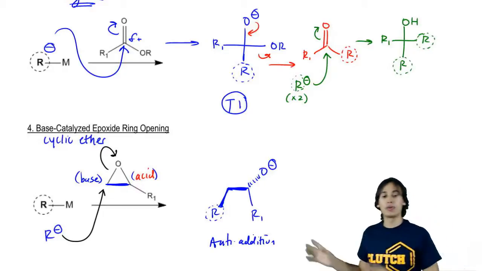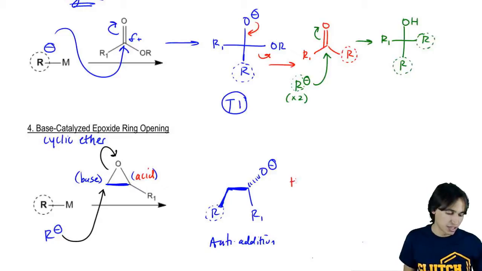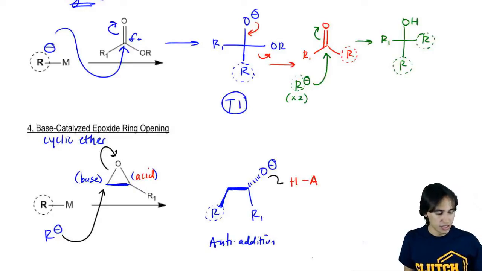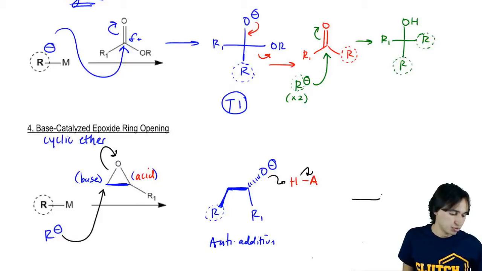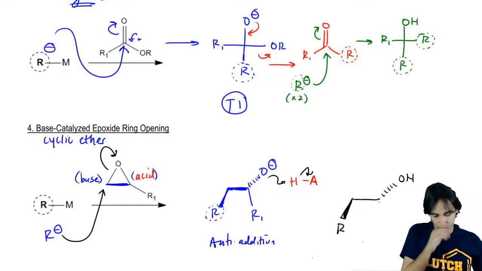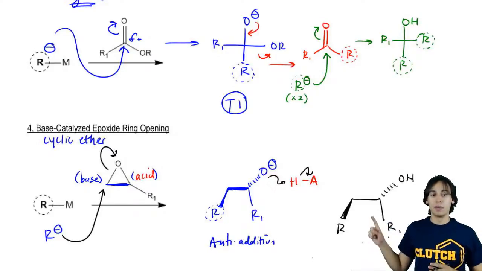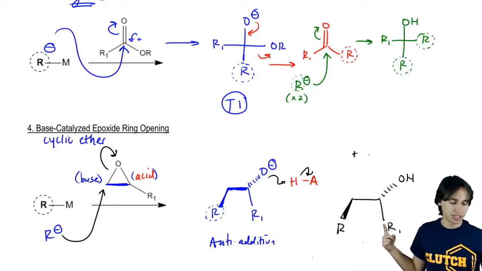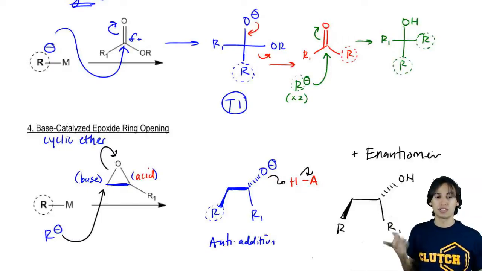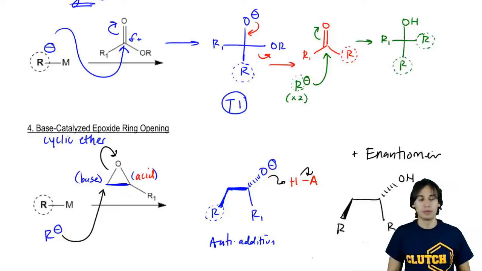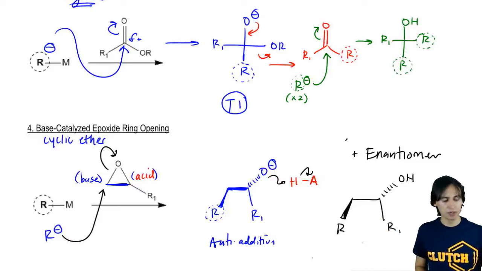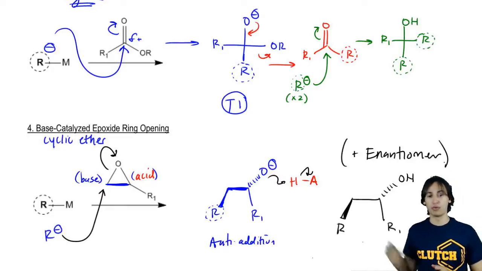Okay, now is this the final product? No, usually there's a protonation step. So now my acid, I don't know what it is, is going to be available to protonate the O, and then this, because it's in the front, I don't know, I can just draw it on the stick, that's fine, we don't know, okay? So that's my final product. This does have a chiral center, so you would get a plus enantiomer, and a plus enantiomer simply means that you would reverse all of the S's and R's, okay? So if it was S, it would be R, R would become S, okay? So this is the final product of a base-catalyzed epoxide ring opening with a nucleophile.